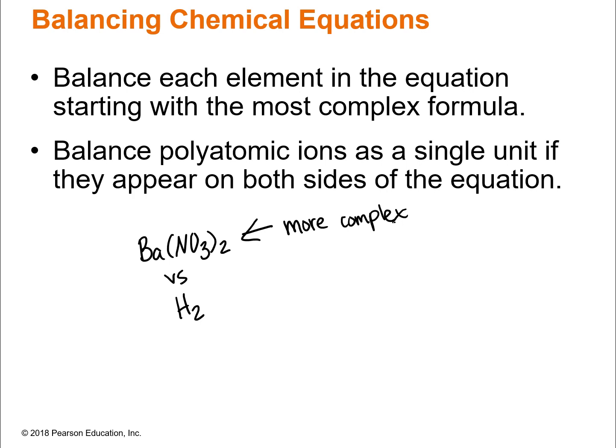I'm also going to leave that NO3 together as a group and balance it versus splitting it apart and balancing the number of nitrogens and oxygens. You can do that if you see that ion on both sides of the equation. And again, we're going to do some practice, but I want to give you some of the rules and tips. Then we'll do some practice, and then you can review these tips as you're balancing equations on your own.